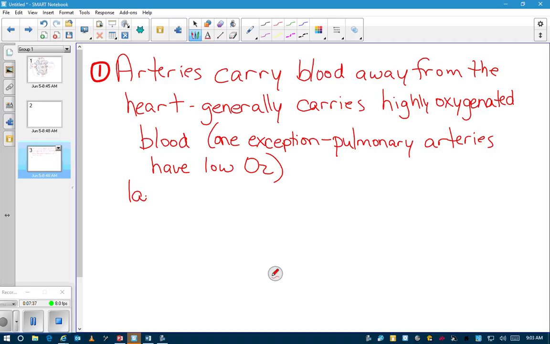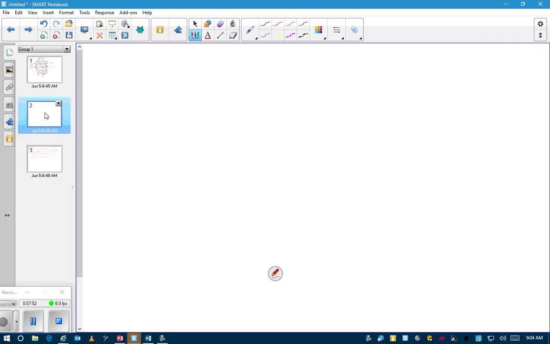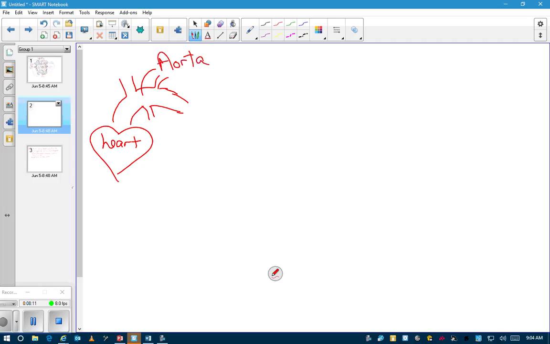So largest artery in the body, does anybody know? Aorta. Largest artery in body, aorta. So in our picture, let's start with the aorta. So this big guy that's going to come off of the heart, so we have heart. So we have the aorta. Okay, so that's the largest artery.